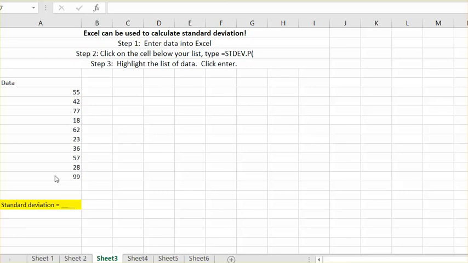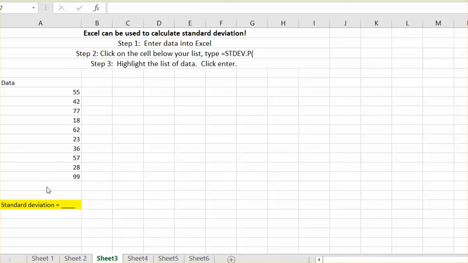Then right below that, we're going to type a formula for standard deviation. You'll see in Excel, there's a couple different ones. We want to make sure to use the one that's stdev.p. And then we just highlight the numbers we want and click enter. So let's do it.